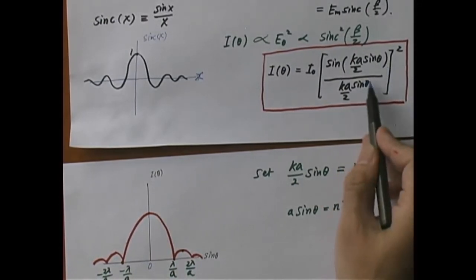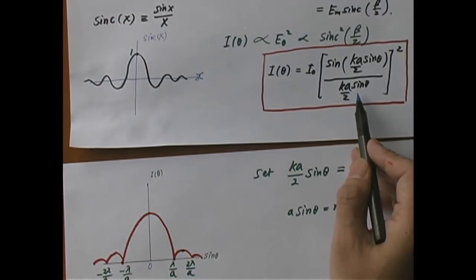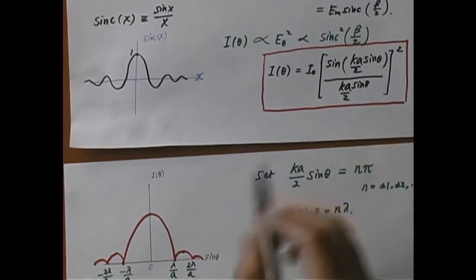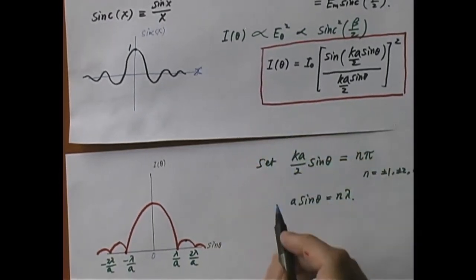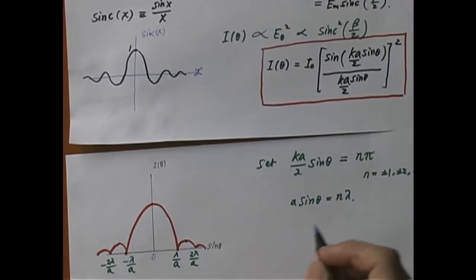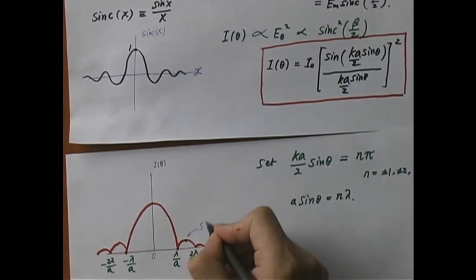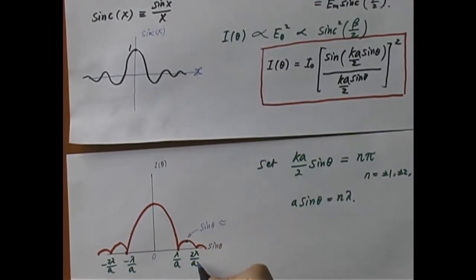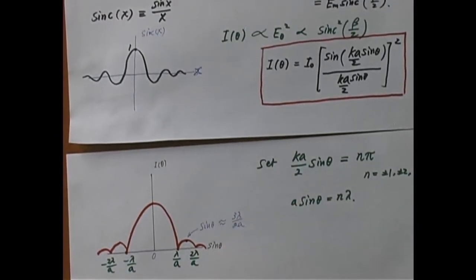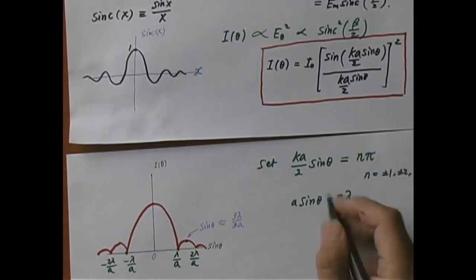But what about this K a sine theta? This thing doesn't go to 1 when the sine function goes to 1. What is K a sine theta over 2 equal to roughly? Well, if you assume, as a good approximation, that sine theta is midway between lambda over a and 2 lambda over a for the maximum, since the minimum is lambda over a and the next minimum is 2 lambda over a, then sine theta is roughly halfway between them. What's that? That is 3 lambda over 2a. So a sine theta equals 3 lambda over 2. Then we can calculate K a sine theta.